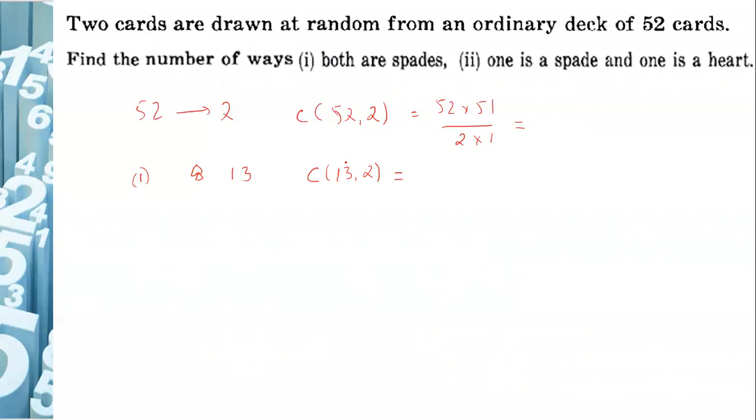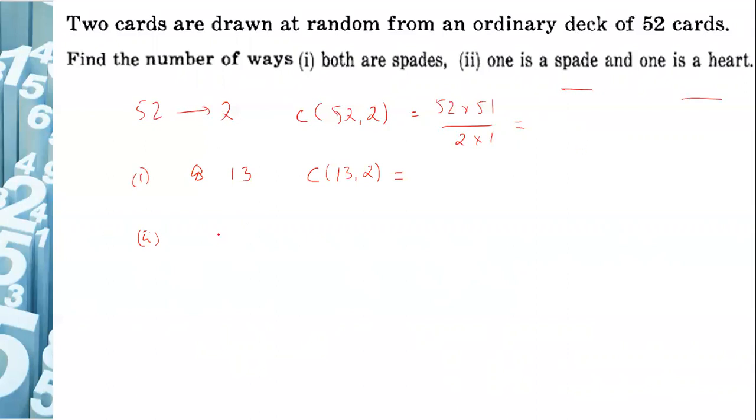Hearts, red cards, diamond cards, he doesn't want that. He wants only spades. And similarly, the second one says he wants 2 cards, but the condition is one spade and one heart. So one spade and one heart.